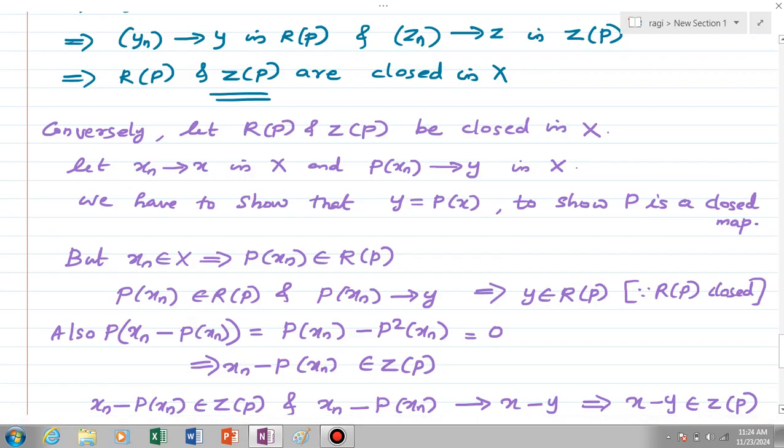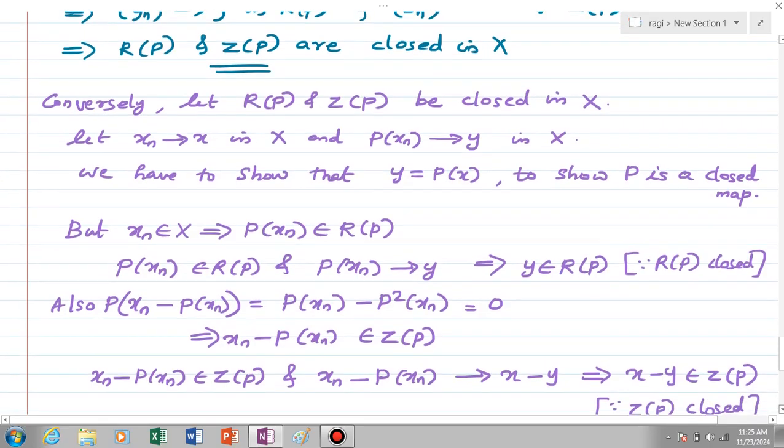Since x_n element of X, P(x_n) is clearly an element of R(P). So P(x_n) is an element of R(P), and P(x_n) converges to y by our assumption, implies y is an element of R(P) since R(P) is a closed subset by our assumption. The converging point should be in R(P), that is y is an element of R(P).